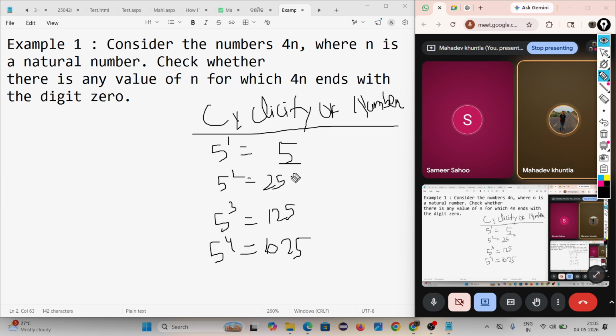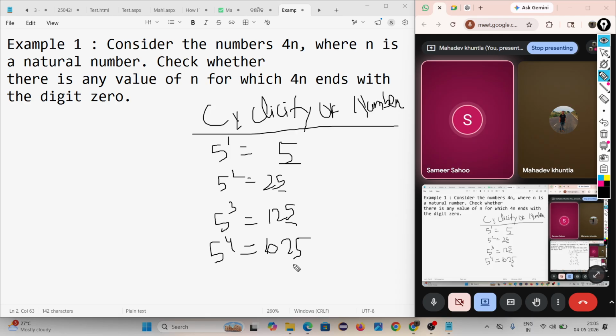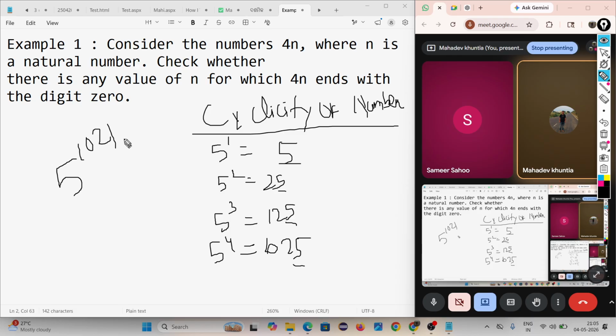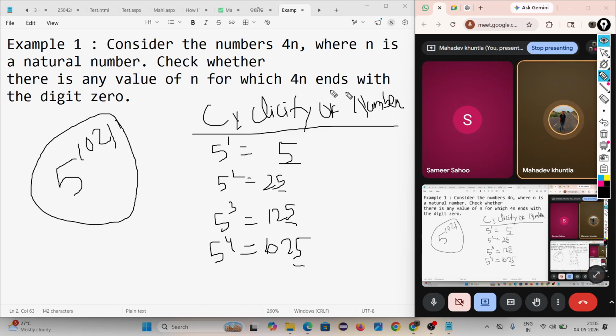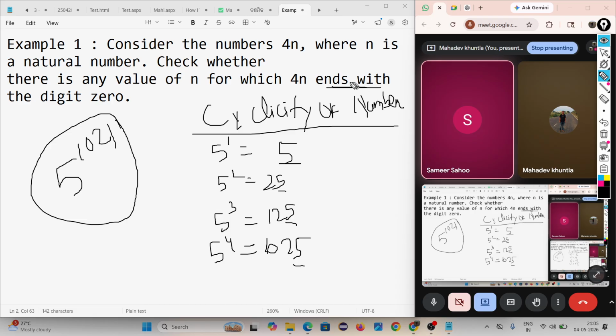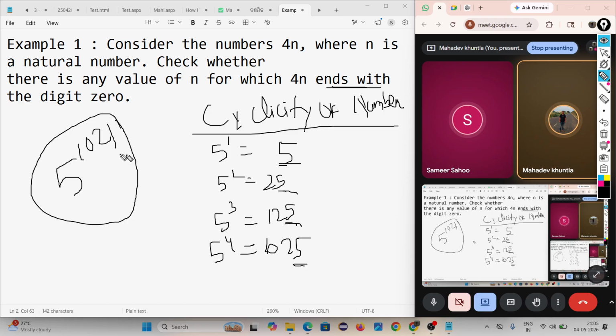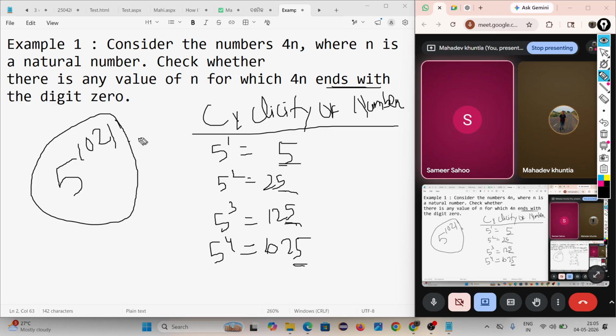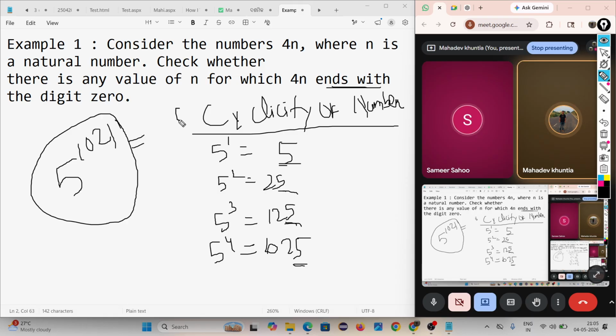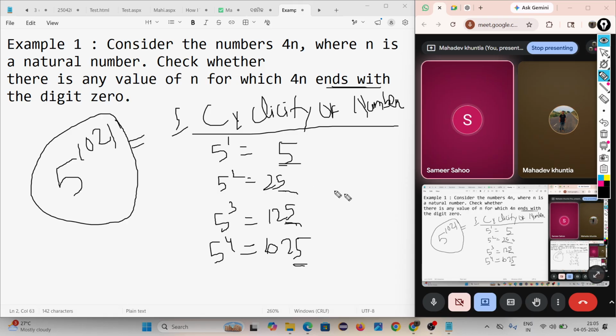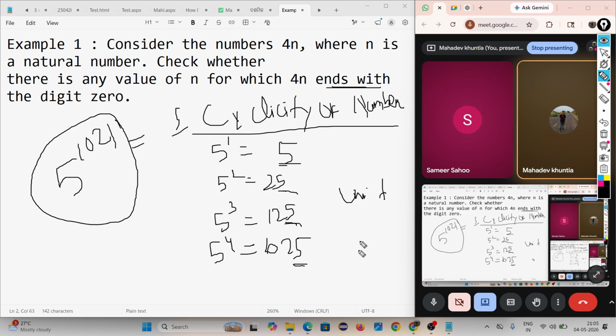Look at the cyclicity. Cyclicity means the unit digit. It always ends with the digit 5. So if someone asks the question, 5 raised to the power 1021, what is the unit digit? Ends with means unit digit. Looking at the cyclicity, it is always 5, so 5 raised to the power 1021 must end with 5. This is called unit digit 5. This is the cyclicity of 5.